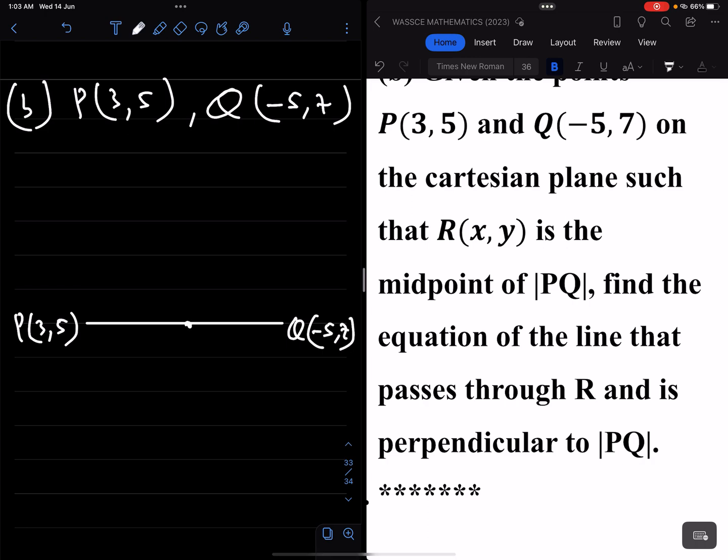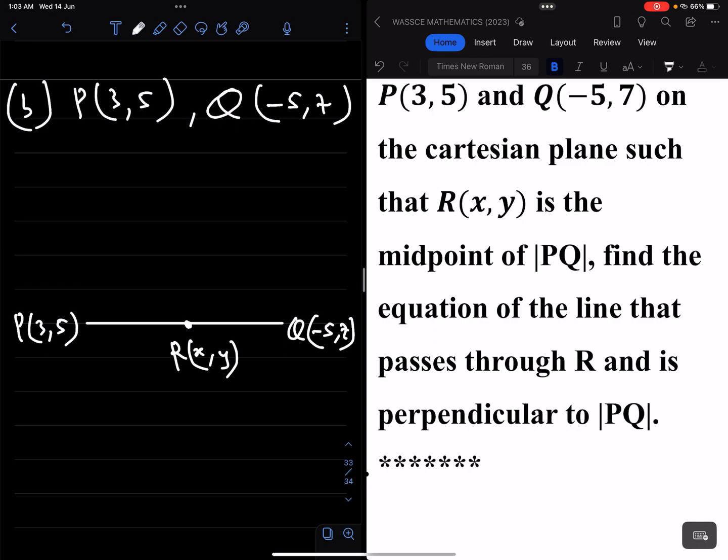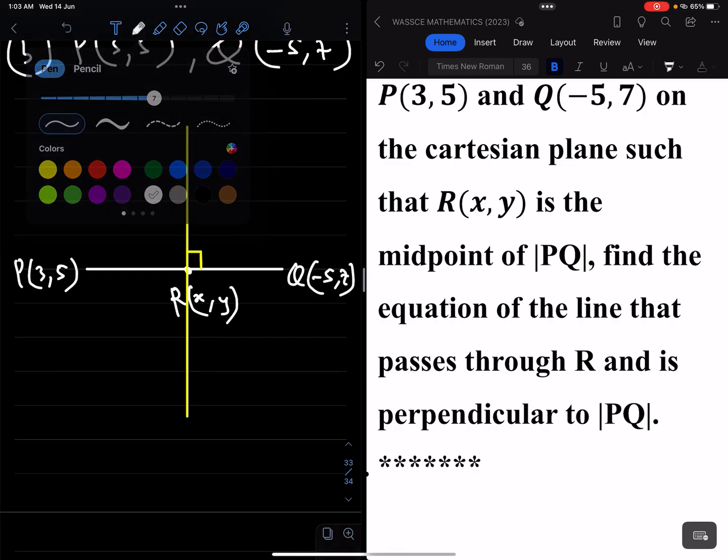R is the midpoint of PQ, and it has coordinates xy. Now, find the equation of the line that passes through R and is perpendicular to PQ. Okay, let this be the line that passes through R, which is perpendicular to PQ. If it's perpendicular to PQ, that means this is a right angle. Now, how do we find the equation of that line?